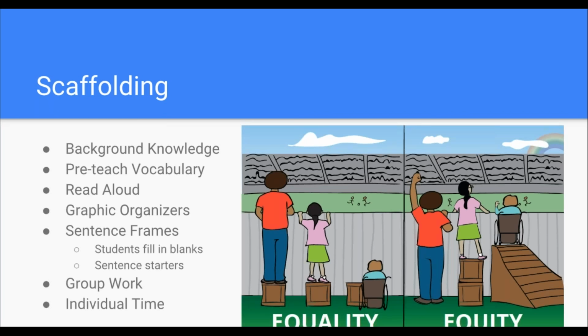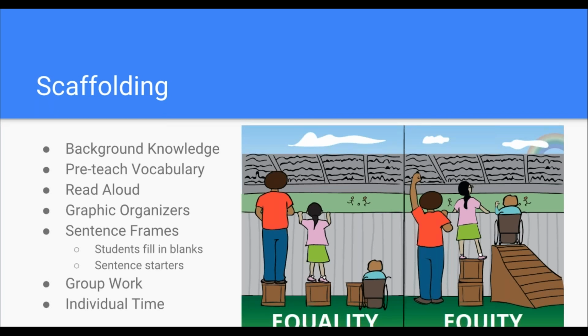And then sentence frames are something that I really, really like, and that's great for scaffolding. So you can start with basically writing out a sentence and taking out maybe 2 or 3 words for the student to fill in the blank. That's a great start. And then as the student progresses, you could use sentence starters. So basically just give them the beginning of the sentence, like, in this story, I learned, and then they can complete that. And then they will be able to write sentences on their own.